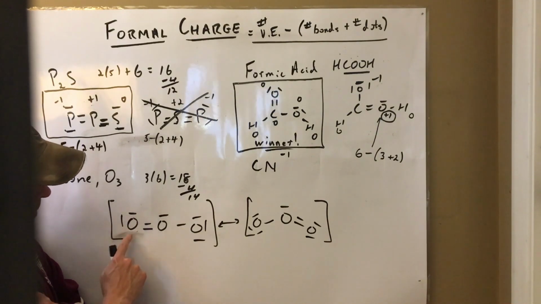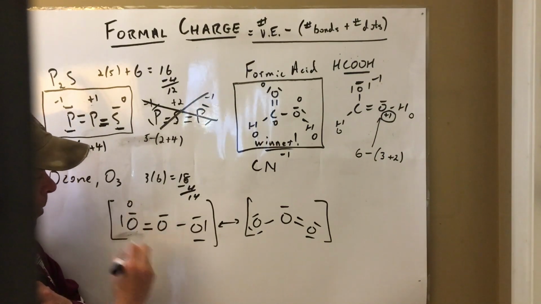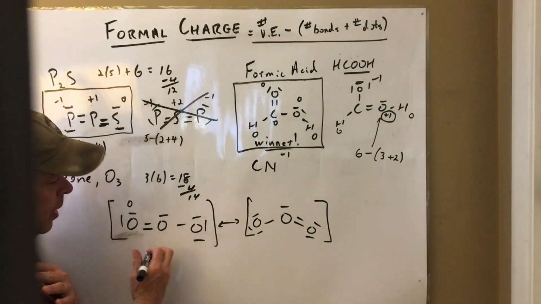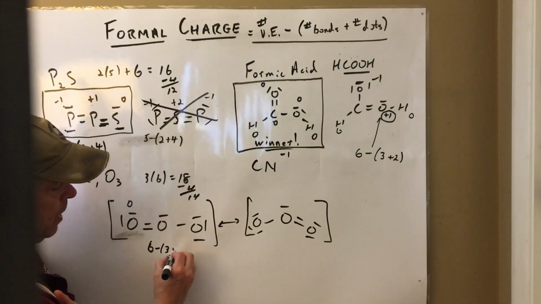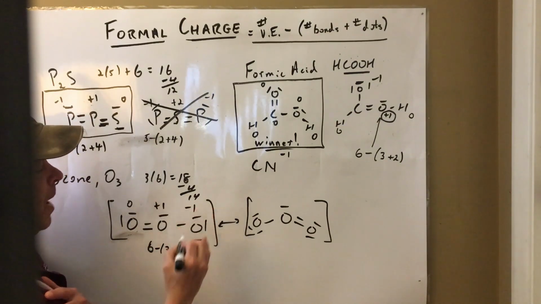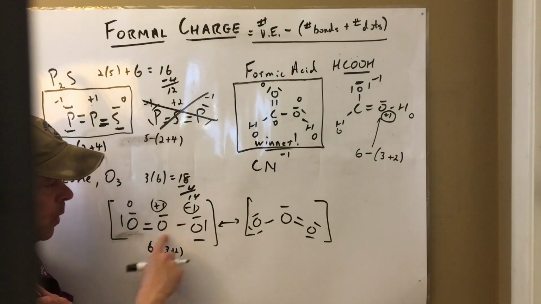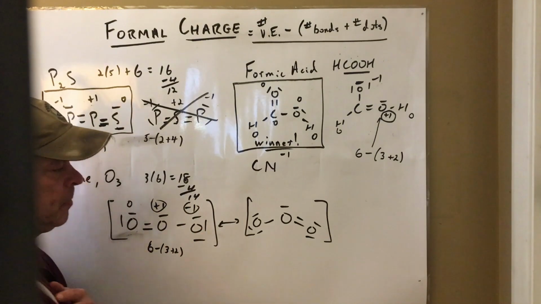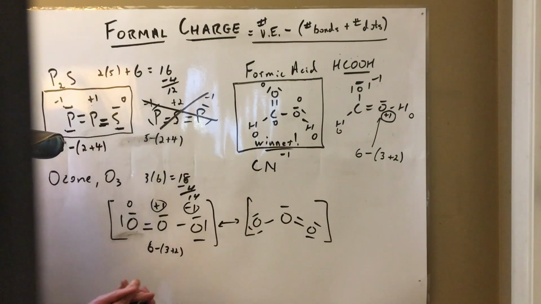This oxygen, double bond, 2 lone pairs, that's a 0 formal charge. This one, it's going to be 6 minus 3 plus 2. That's going to be plus 1. And this has to be -1 then, okay? So this oxygen has a formal charge of plus 1, -1. These are resonance structures. We don't rule any of these out.